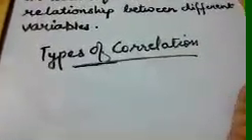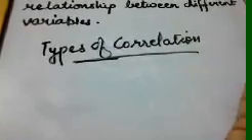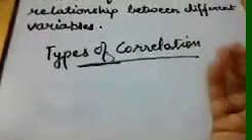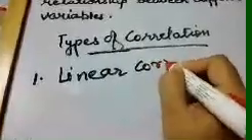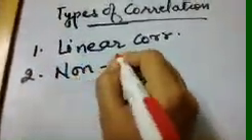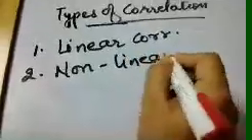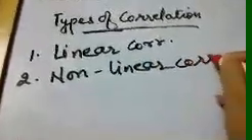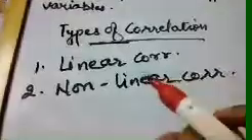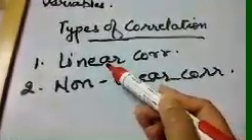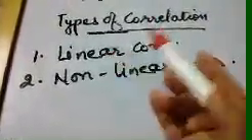You could say that it depends on the proportion, on how the change happens. So we will be learning about types of correlation, and it is linear correlation and the second type, it could be non linear correlation. Okay children, so we'll be first learning about what is linear correlation.